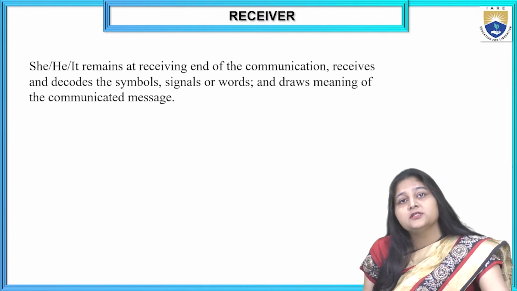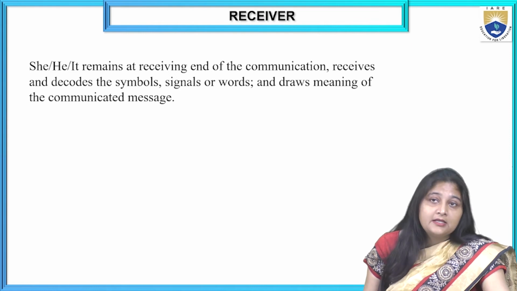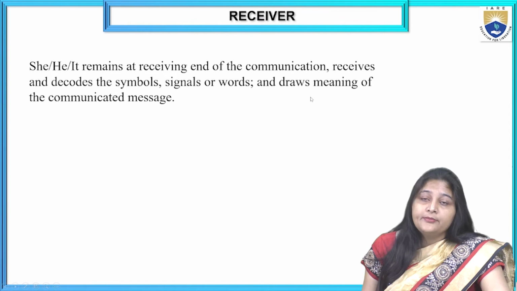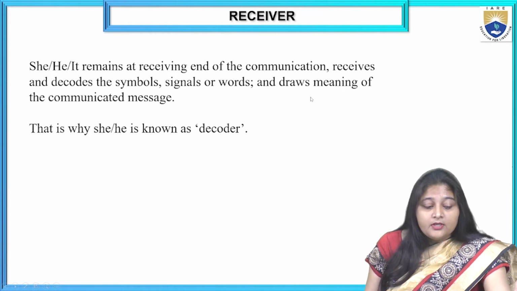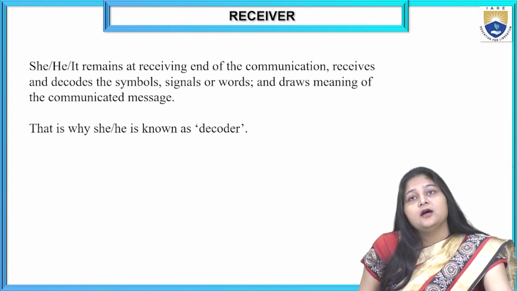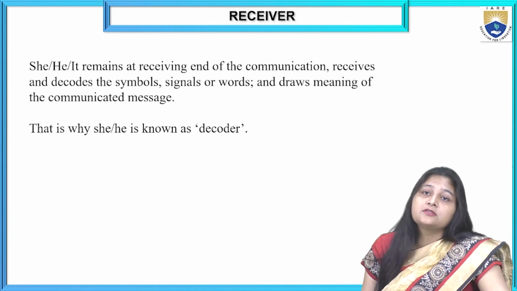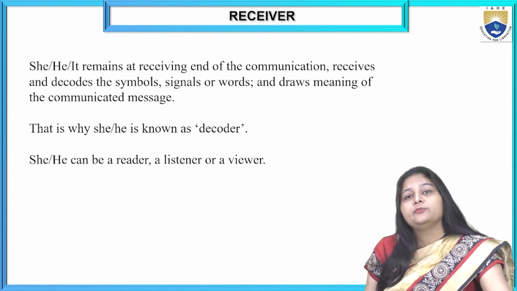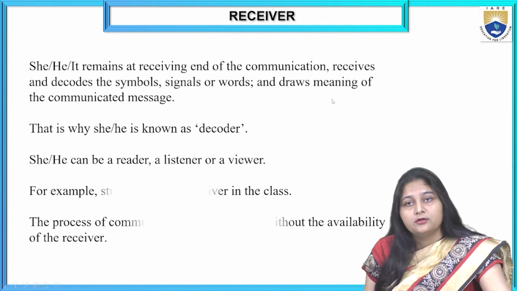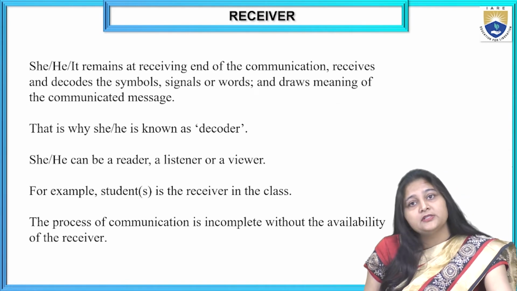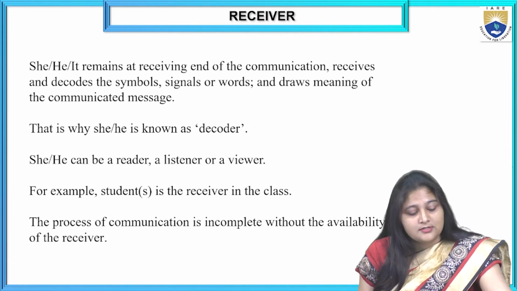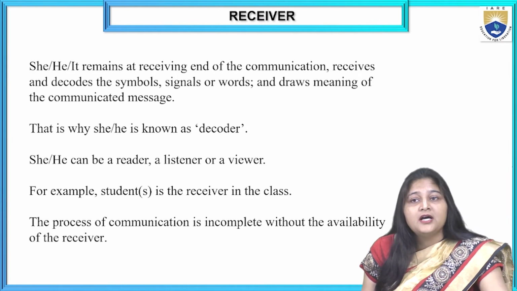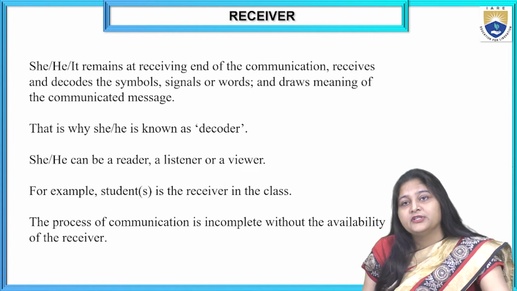He receives the message, decodes the symbols, signals, and words, and draws meaning of the communicated message. That is why the receiver is also known as the decoder. So he can be a reader, a listener, or a viewer also. Say for example, students are the receivers in the class. The process of communication is incomplete without the availability of the receiver.